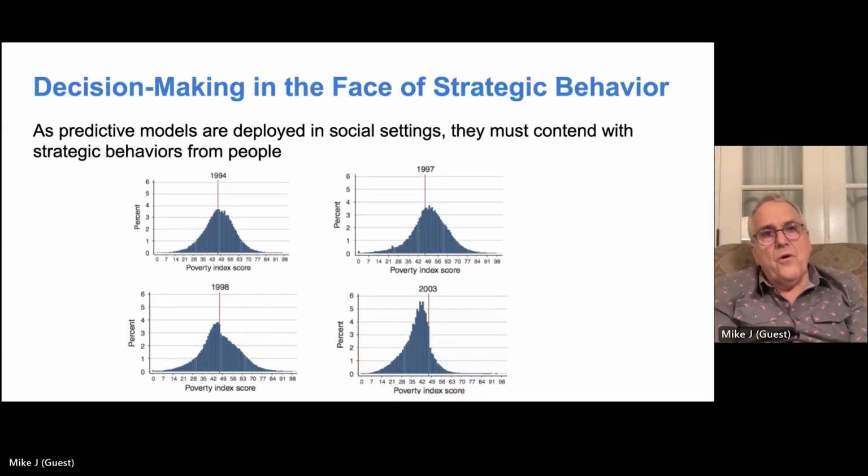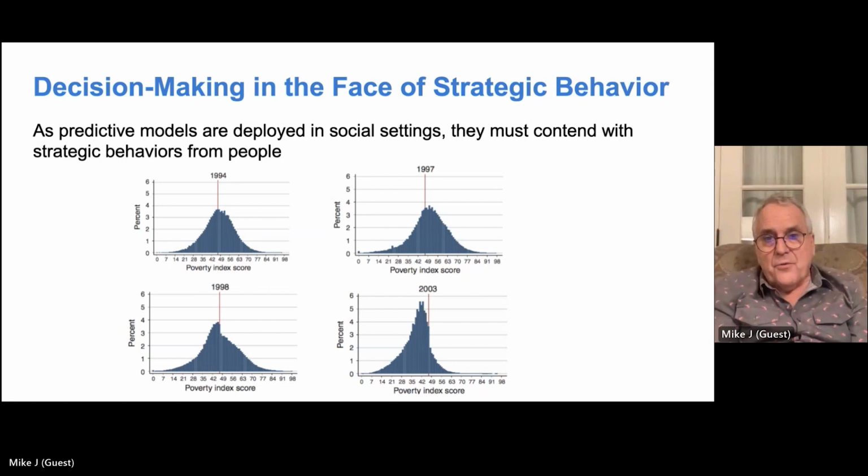And so this is well known in economics. In fact, this is called Goodhart's law: if you put up any kind of measure that people care about the outcome of, they will game it. So here's one called the Poverty Index Score. This was in Colombia in 1994. People defined a new score, and you see a nice Gaussian curve.